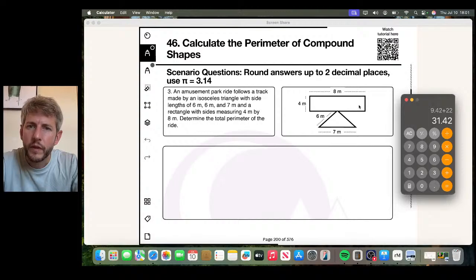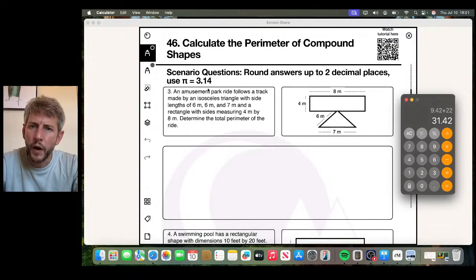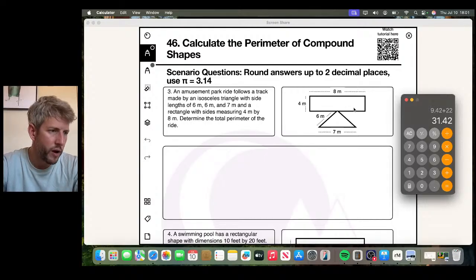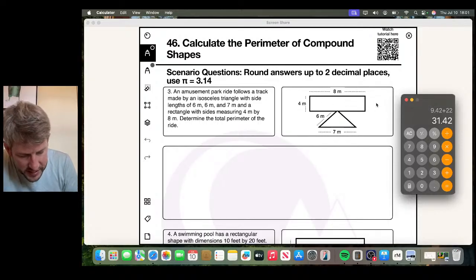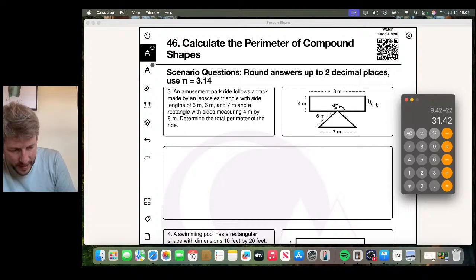Question 3. An amusement park ride follows a track made by an isosceles triangle with side lengths 6 meters, 6 meters, and 7 meters, and a rectangle with sides measuring 4 by 8 meters. Determine the total perimeter of the ride. Okay, well, this is quite straightforward because it looks here they just touch there. So it's going to go all the way around this rectangle. I don't know how it does it. That'll be 8m and that'll be 4m.